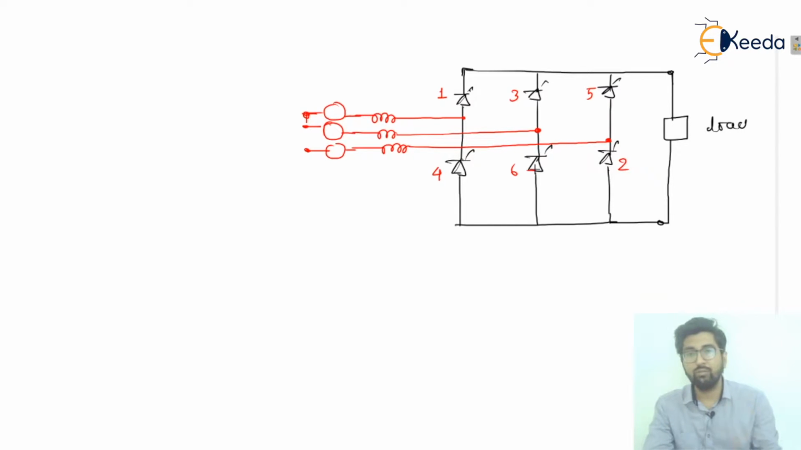So what happens at one time? These are going to be conducted, one from the upper and one from the lower one. So this may be a condition.